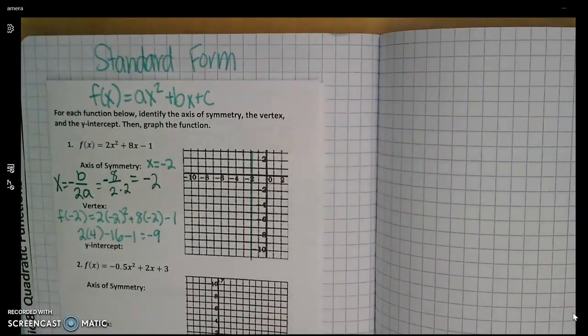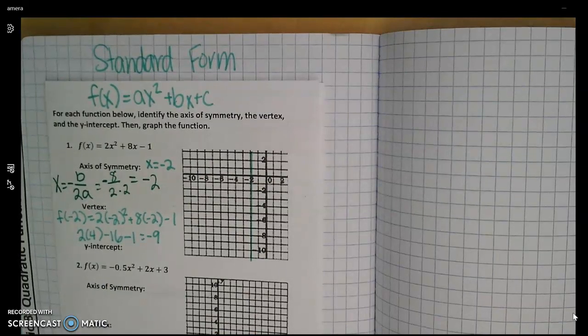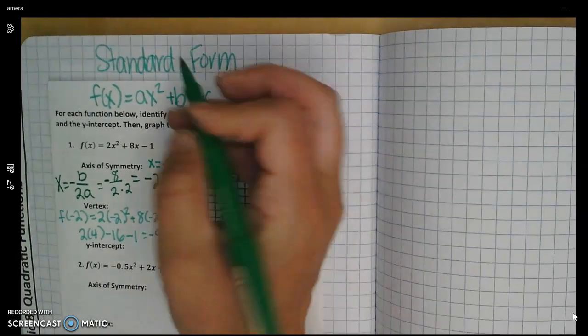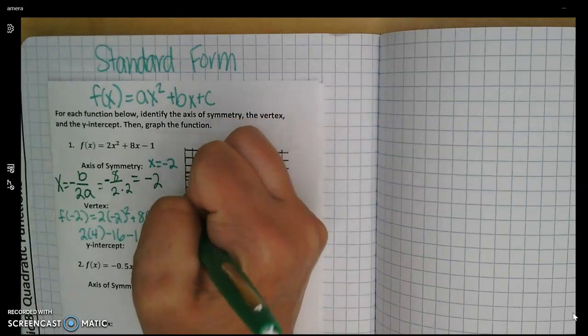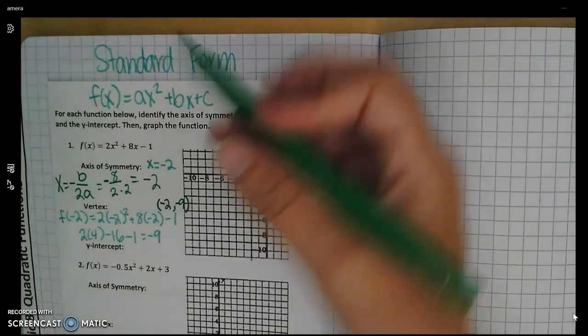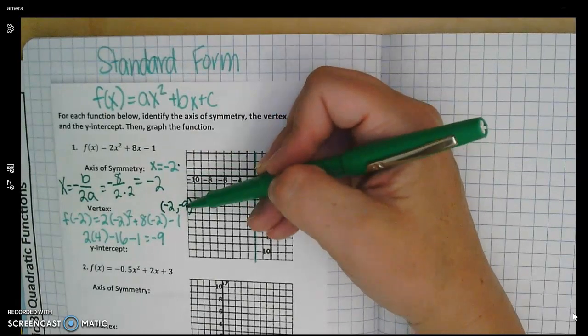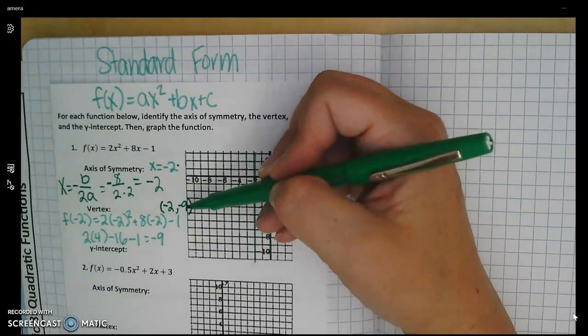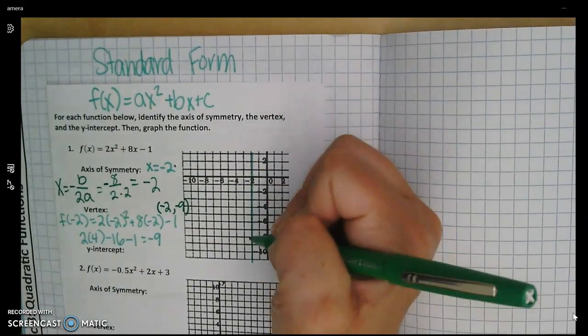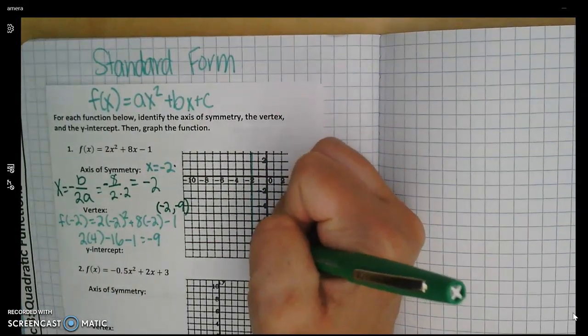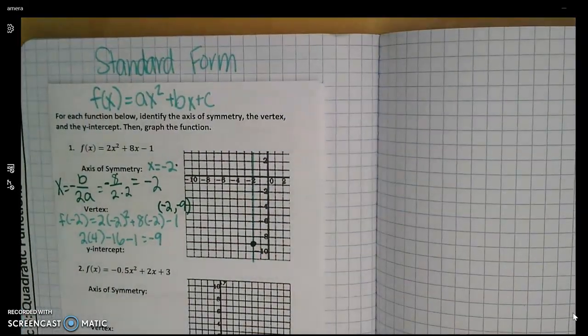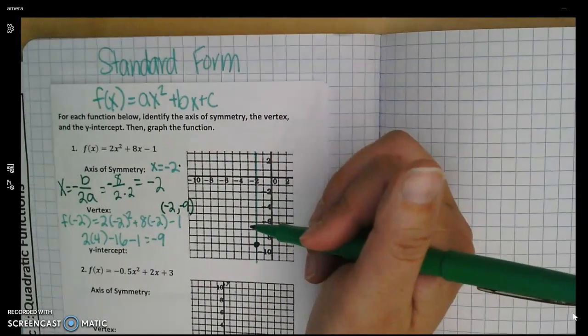So I know that my y value in my vertex is going to be negative 9, giving me the coordinate negative 2, negative 9 as my vertex. Negative 2 coming from up here where we know x is negative 2, and negative 9 down here. So I'm going to just go ahead and plot that on my graph, knowing that this is the vertex. That's where it's going to switch over.